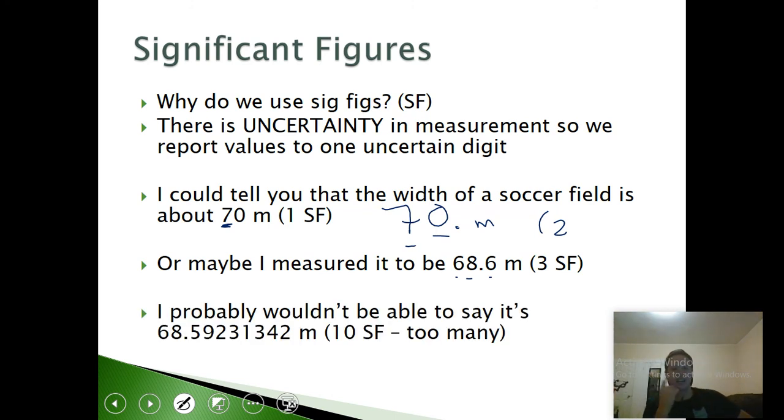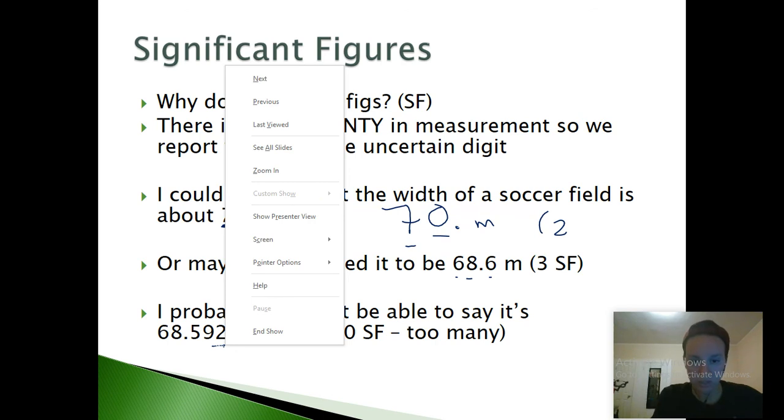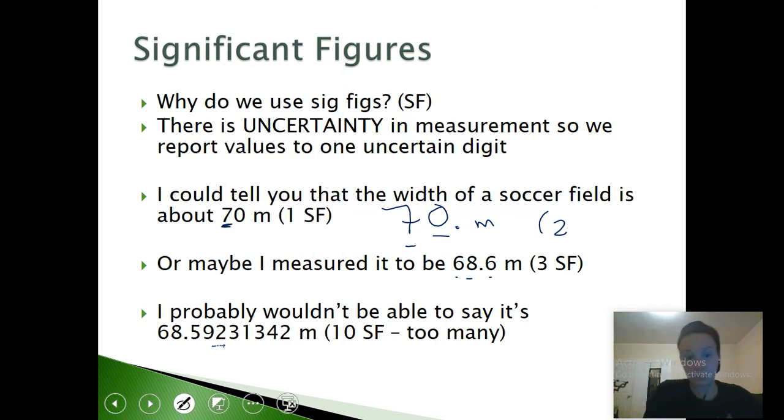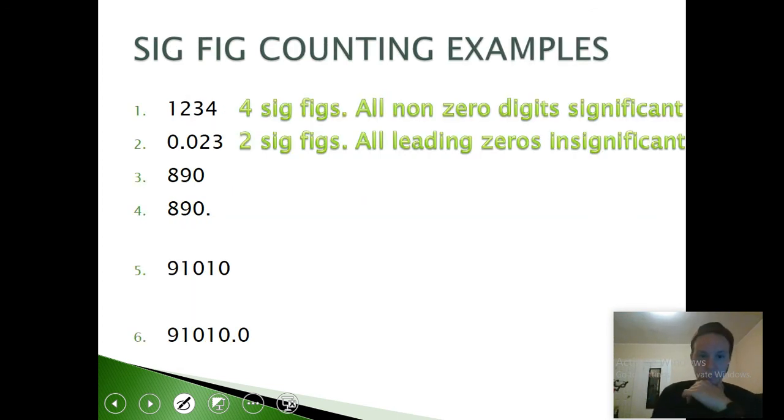Now, if I were able to tell you that it's 68.59231342 meters, that's probably unlikely. This number here would be to the nearest millimeter, and getting smaller than a millimeter is highly unlikely. So sig figs tell you how good your measurement can be.